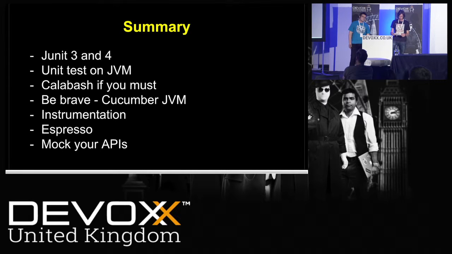So in summary, we've got JUnit 3 and JUnit 4. If possible, you should try and use the latest JUnit 4 tests. You should try and get your separation right. You should try and run these on the JVM as opposed to the Android virtual machine. Use Calabash if you must, but there are better options out there, and the Cucumber JVM solution might be a little bit cutting edge, but it's very interesting. Activity instrumentation, use this. Get your Espresso framework set up inside there, and don't forget, mock your APIs. Don't stub out your endpoints. Make sure that they're hitting through.